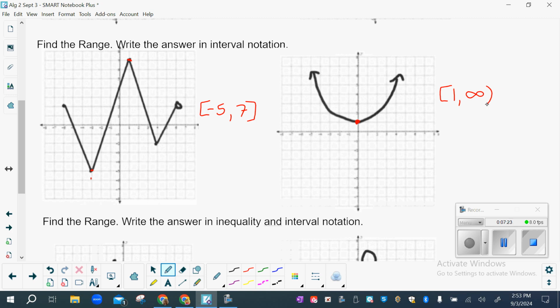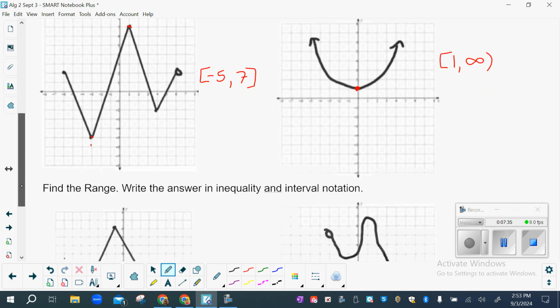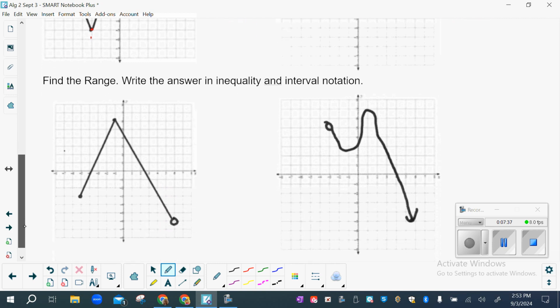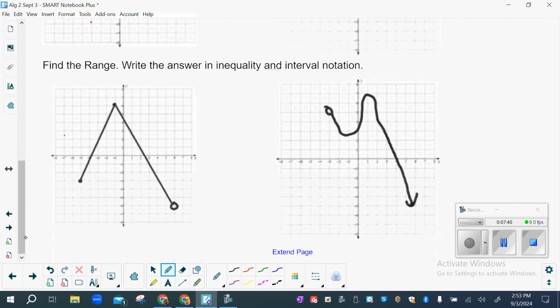So I show the inequality first because I think that's harder to get. That's a good guess. Okay, on the next two, we're going to do both the inequality and interval. So we're going to start with inequality. What's my smallest y value?